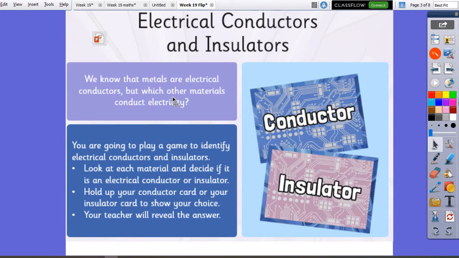If you're at home, I want you to go through this. This is where it's slightly different. I want you to make two posters, one about electrical conductors, one about electrical insulators. So at home, instead of doing the investigation part, you are going to do the two posters about electrical conductors and electrical insulators.